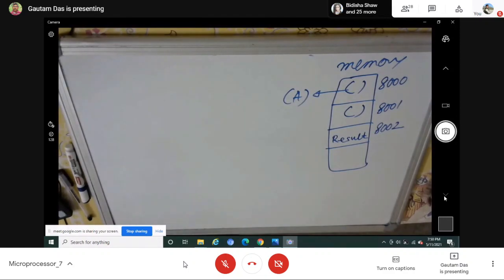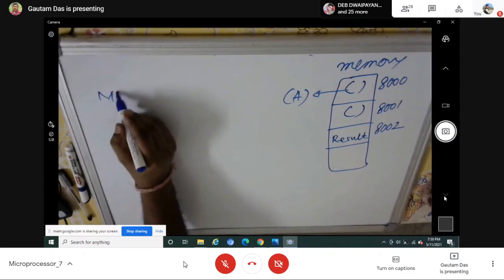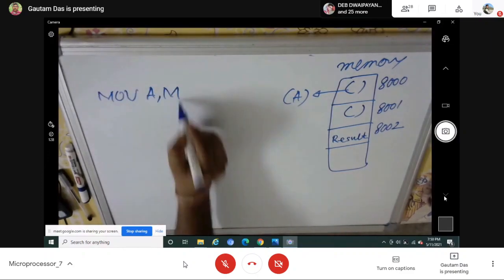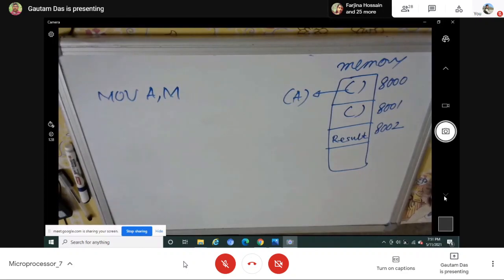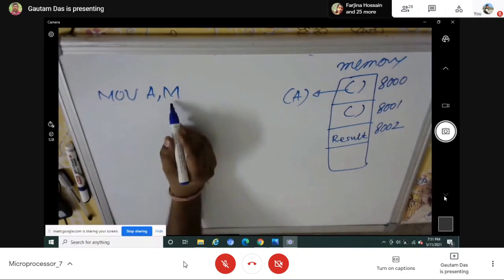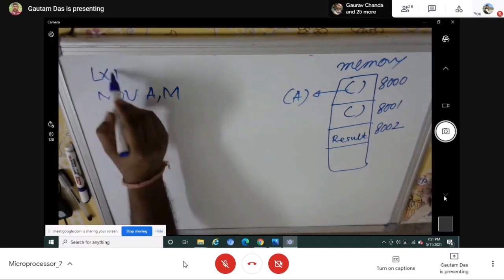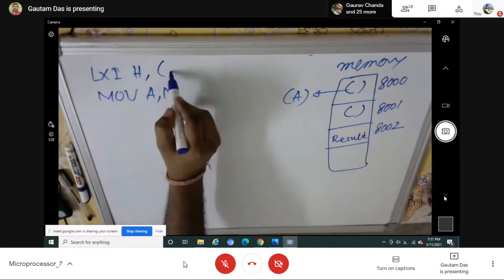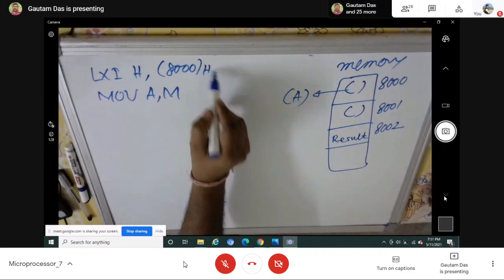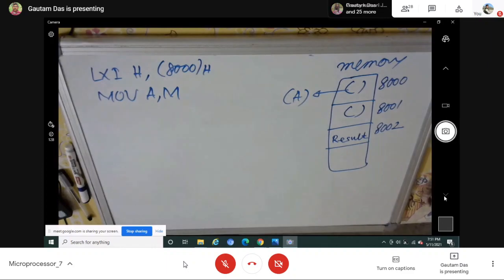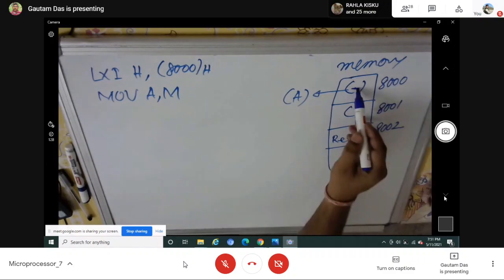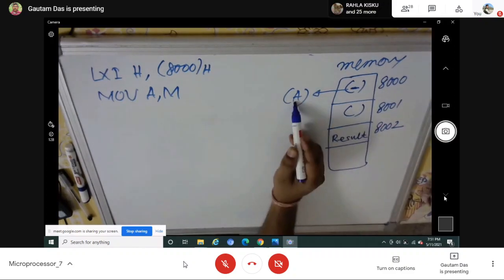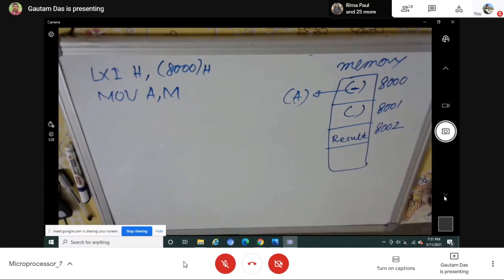So what instruction should I write? Your instruction is MOV A, M. What is the address of this M? 8000. So you must store it in the HL register pair before using this instruction. That means the memory content at the address 8000, whatever data is there, is now moved into the accumulator. So you have moved one data into the accumulator.